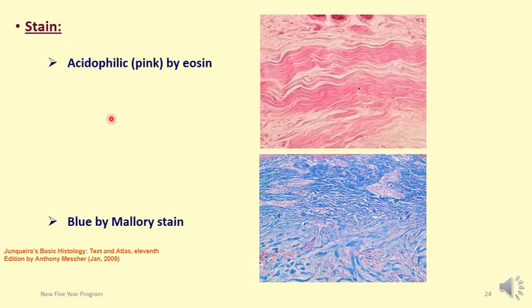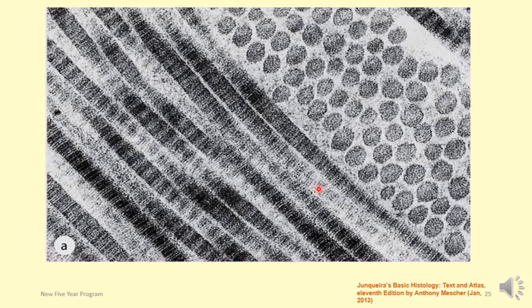Collagen fibers can be stained by eosin stain, and they will appear as pink wavy bundles, and also they can be stained by a special stain known as Mallory stain, Mallory blue. Mallory stain gives them a blue color. By electron microscope, collagen fibers show characteristic axial periodicity.